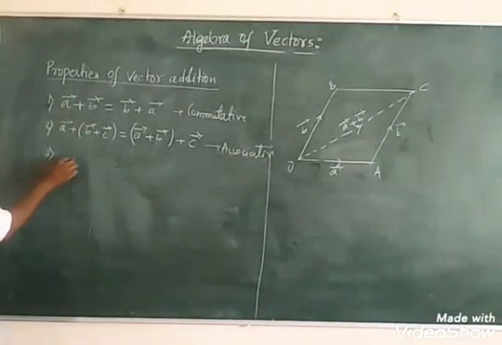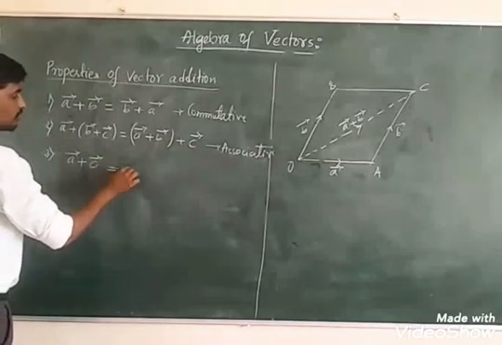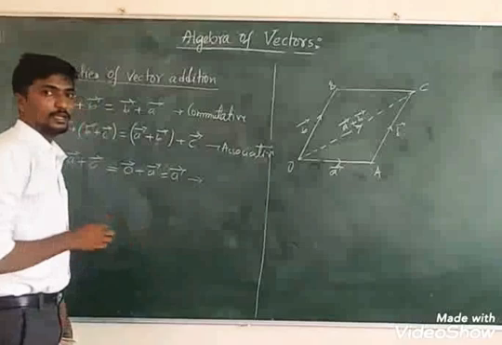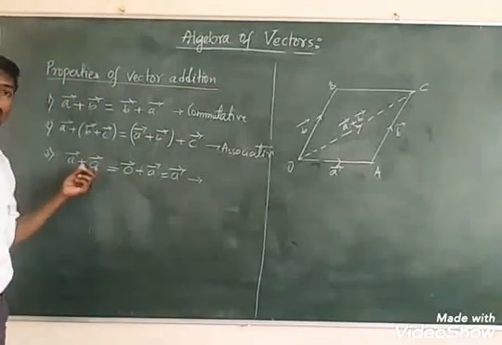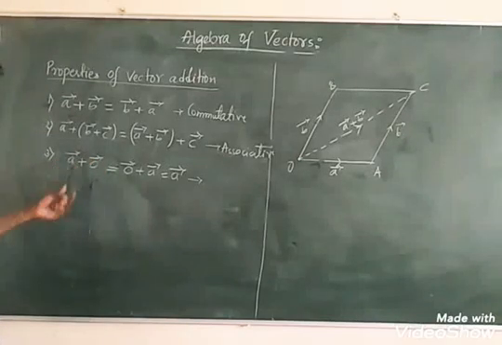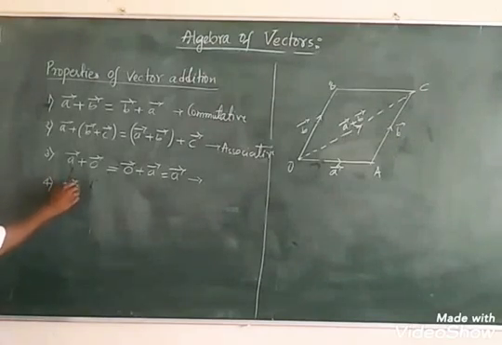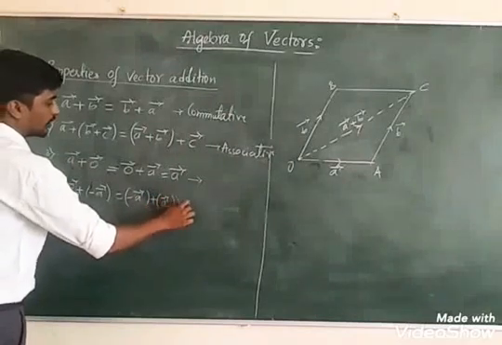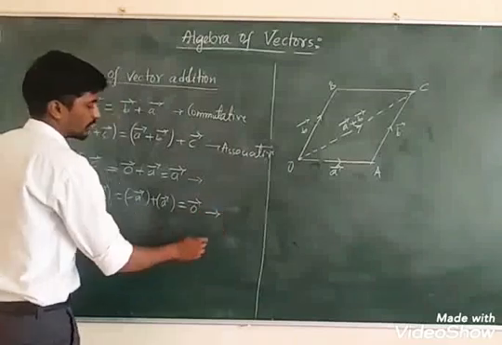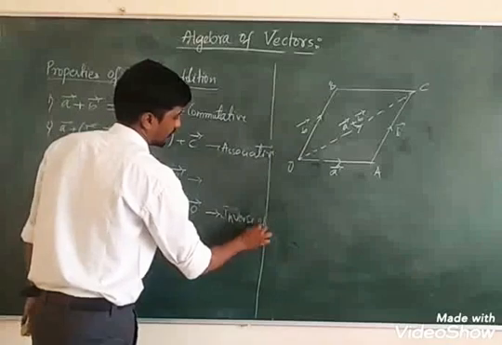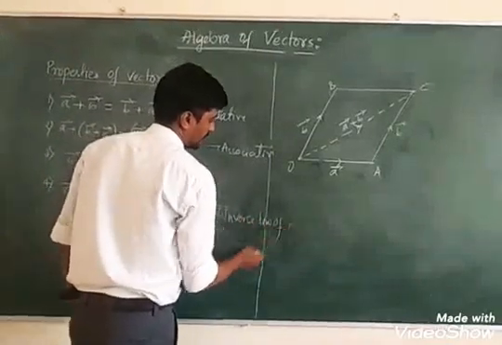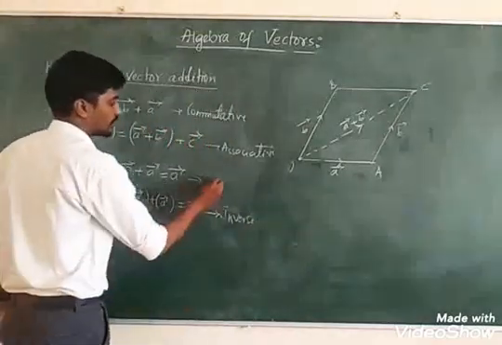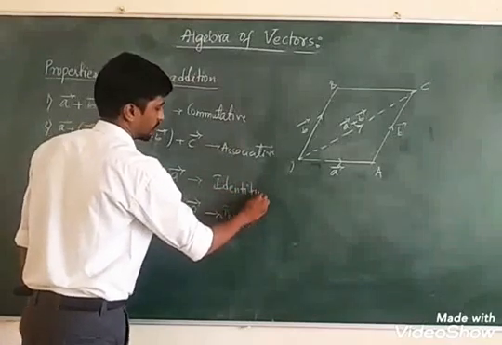And I will tell you another thing. Vector A plus the zero vector is equal to the zero vector plus A, which equals vector A. This is the identity law, where the zero vector is called the additive identity vector of vector A. Similarly, vector A plus minus vector A is equal to minus A plus vector A, which is the zero vector. This is the inverse law of addition, and this is the identity law.